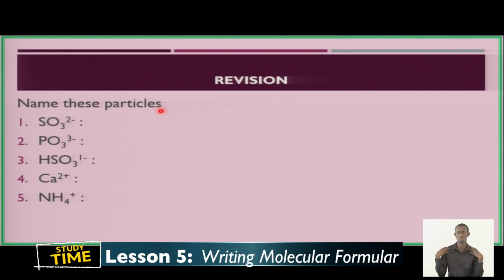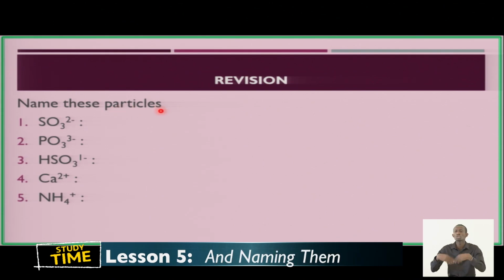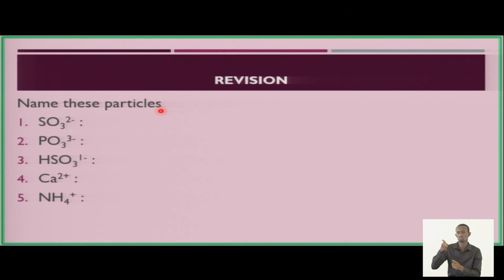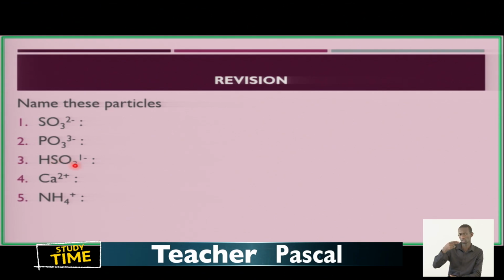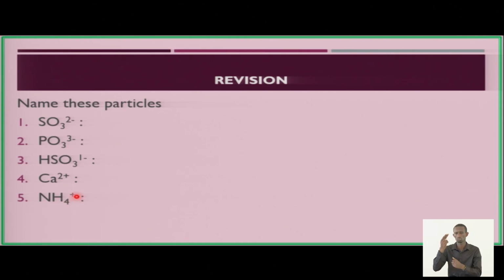Name these particles. I've used the term particles because they may be monoatomic ions or polyatomic ions, which we usually consider as radicals. So we have SO3 2 negative, PO3 3 negative, HSO3 1 negative, Ca2 plus, and NH4 positive. Let me give you some minutes and you try to name these 5 particles.